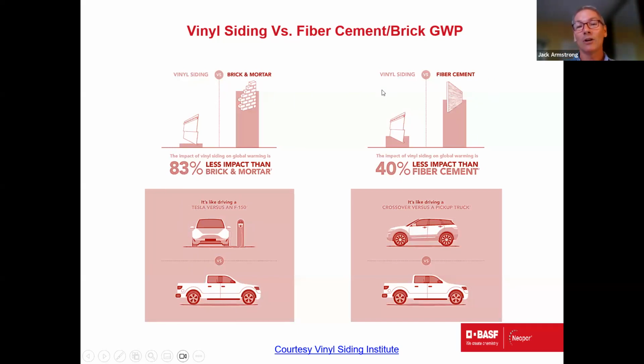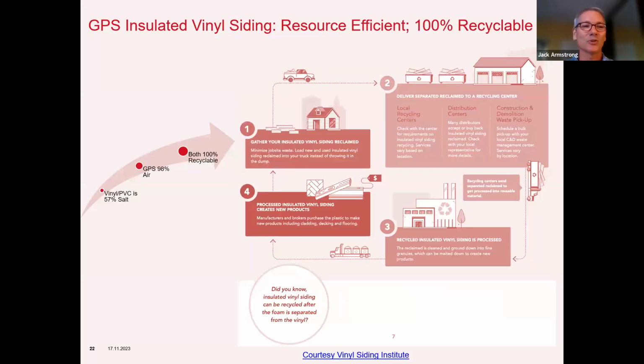Or if we want to compare over here on the right-hand side, vinyl siding as a finishing product, a cladding product, versus fiber cement, 40% less carbon impact to do the same job as fiber cement. So that's maybe not a Tesla compared to the F-150 pickup, but it's maybe like a crossover hybrid versus a pickup. So this kind of starts to put in perspective the power of using an EPD and why life cycle analyses are so important. If we think about also the fact that when you get to the end of life, we got to do something with these products, and you hope that they're going to be easily recyclable.